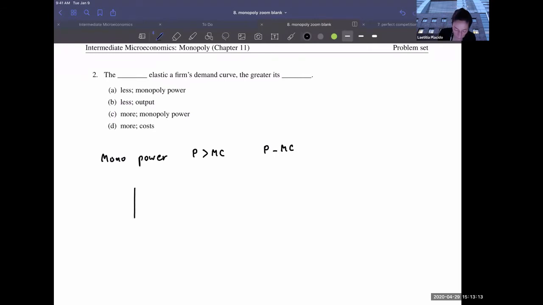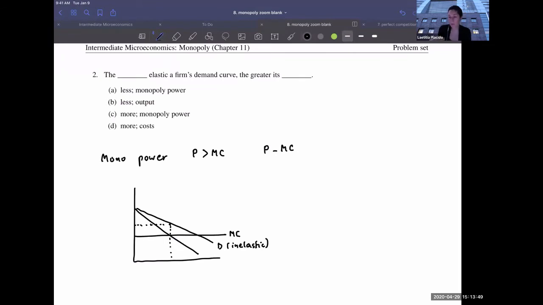So intuitively, to answer this question, you can draw a graph. You can draw a very inelastic demand curve. I'm gonna put the marginal cost curve horizontal for simplicity. And you look here, so here you have the case of a relatively inelastic demand curve because the curve is relatively steep. And you can see that the difference between the price and the marginal cost is this distance.